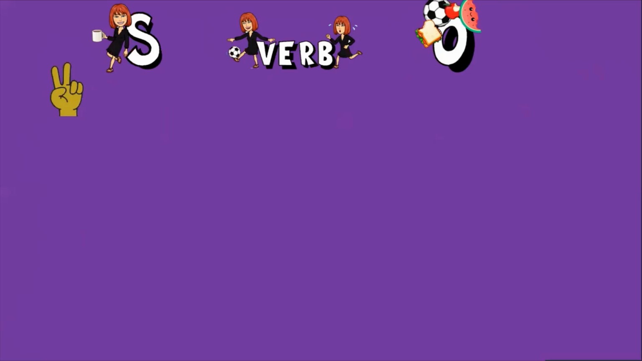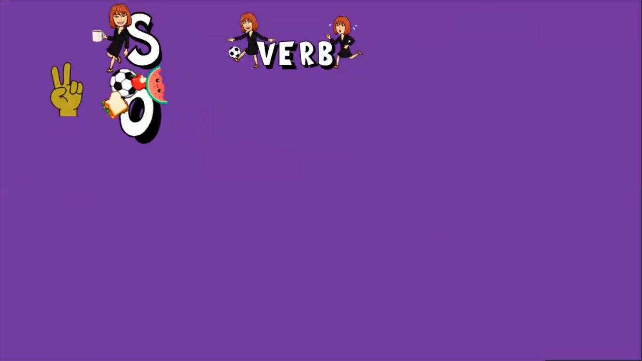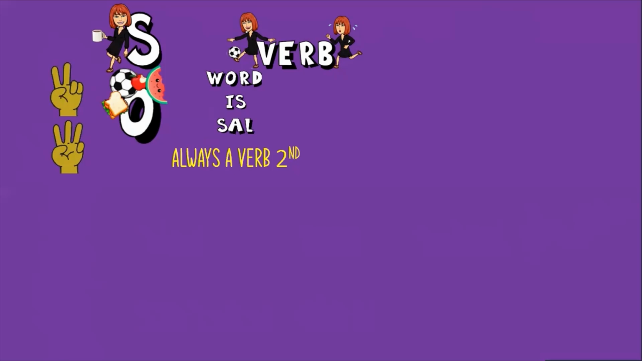Number 2. After we have identified our subject, our verb, and our object in the sentence, we are now going to start with our object. For the lydende vorm, we will start with the object. Dan number 3, we will have our verb. We always have a verb second in the sentence. And the verb will be word, of is, of sal.